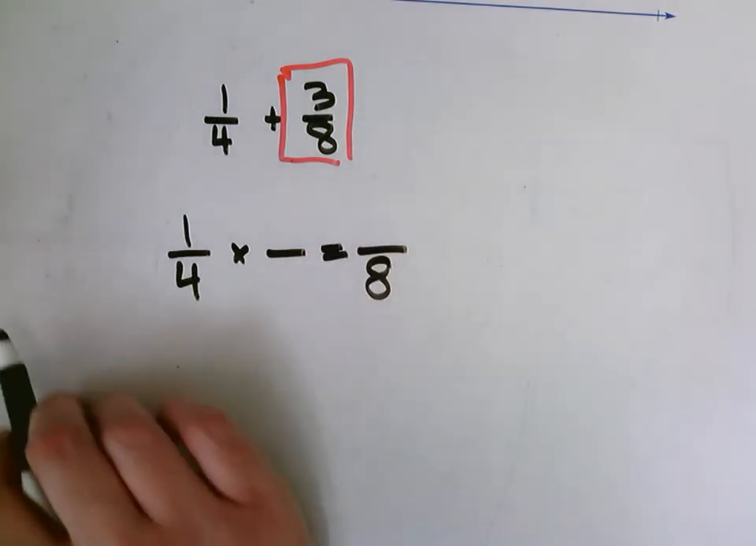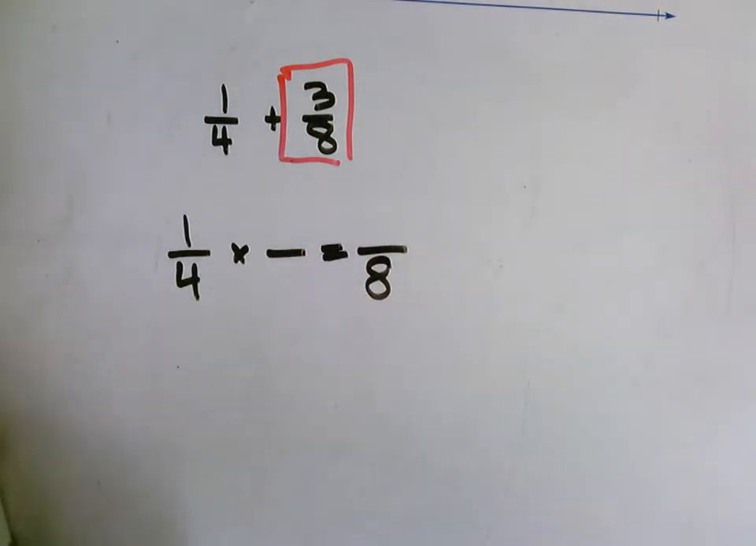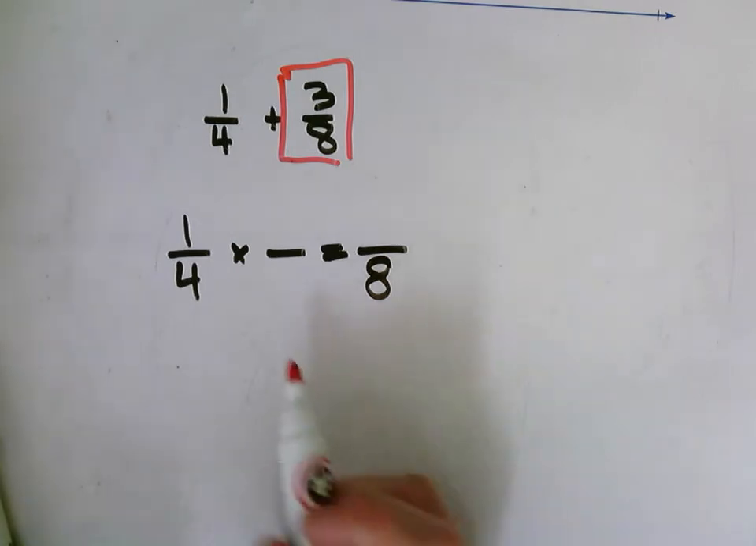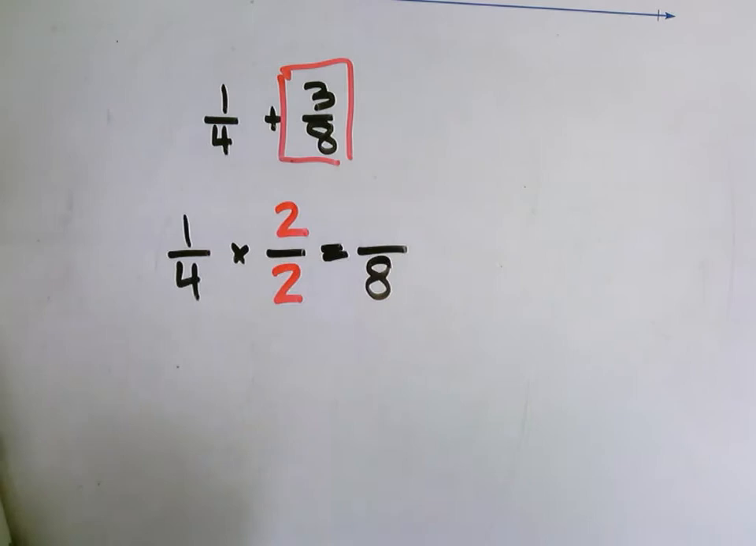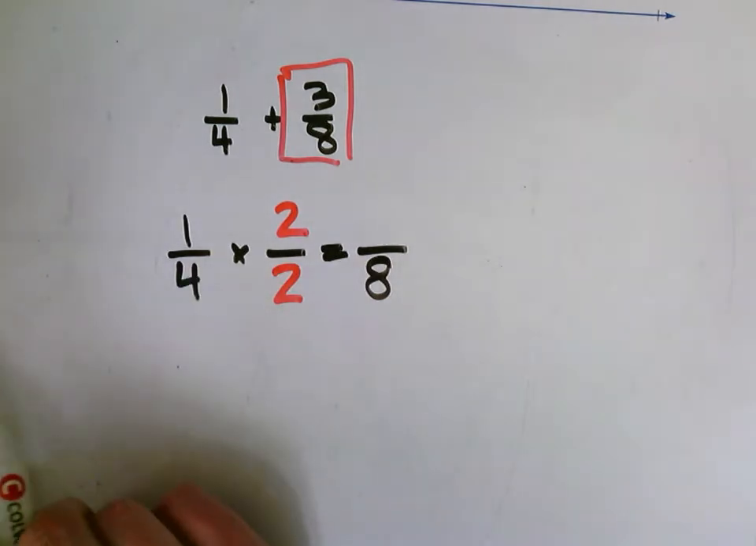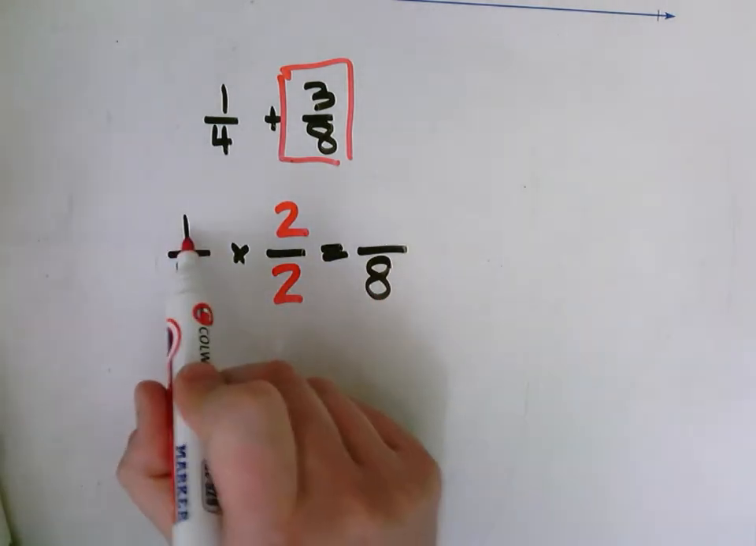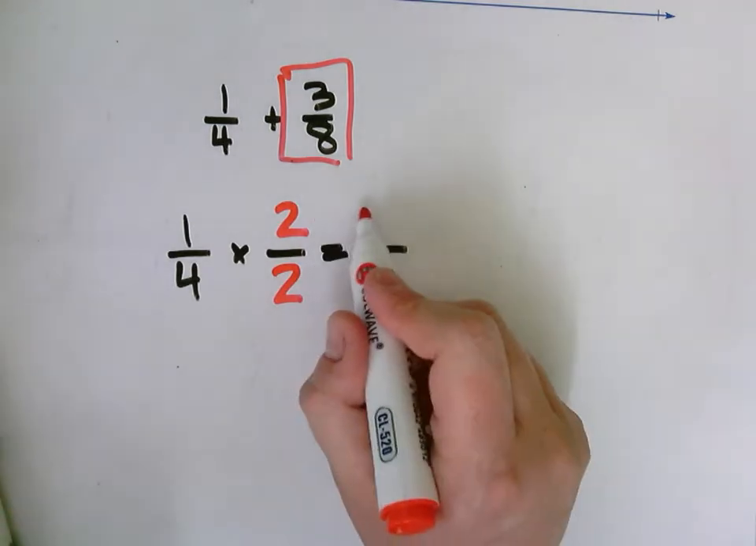So I'm going to think, well, what times 4 equals 8? Think about your times tables. 4 times 2 is 8. So I'm going to multiply both the numerator and the denominator by 2. 4 times 2 is 8. 1 times 2 is 2.